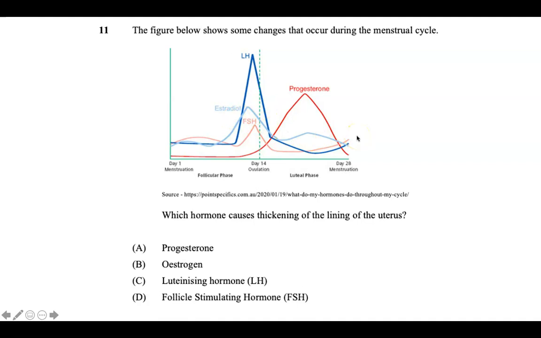So we're looking for one of these here that's going to peak probably before ovulation. Now, LH is luteinizing hormone, FSH is follicle stimulating hormone. Both of those are related to the ovulation phase itself, whereas the estradiol, or the estrogen, is the one that's going to be related to the thickening of the lining of the uterus. So the answer for that one then is estrogen.